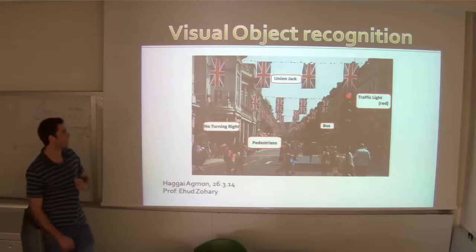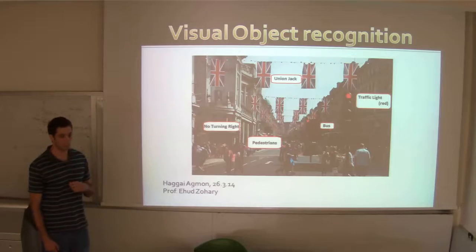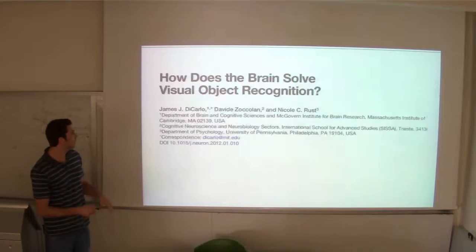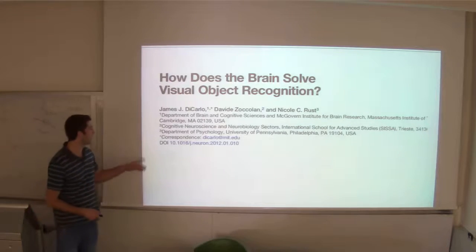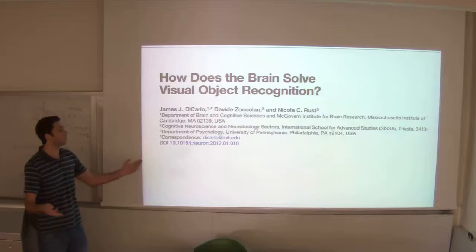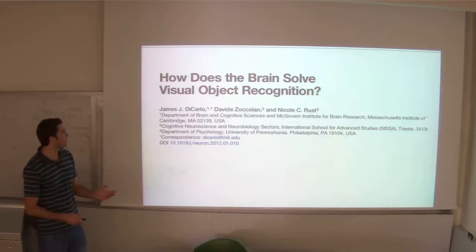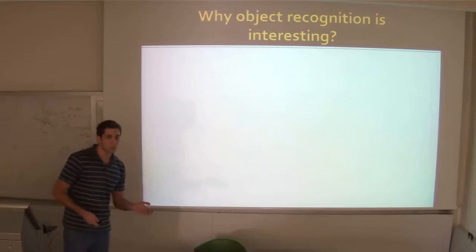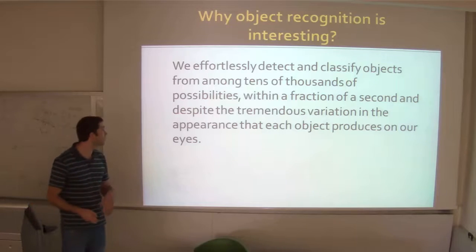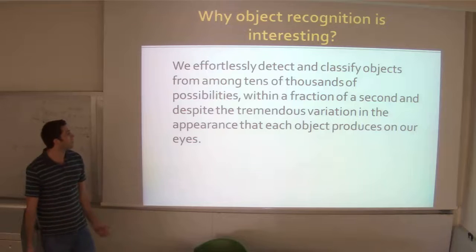Okay, so I'll start. Hi everyone, I'm going to talk about visual object recognition. Briefly, I'm going to give you a slight review from an article and then a bit more research from another article. The first one is a review from DiCarlo from MIT. A big question: how does the brain solve visual object recognition? First of all, why is it interesting? What's the phenomenon we're seeing? We kind of effortlessly detect and classify objects from tens of thousands of possibilities, and do it very quickly, within just a fraction of a second.